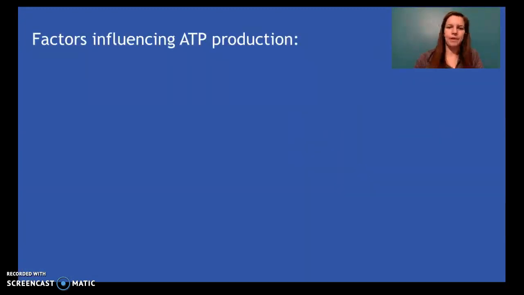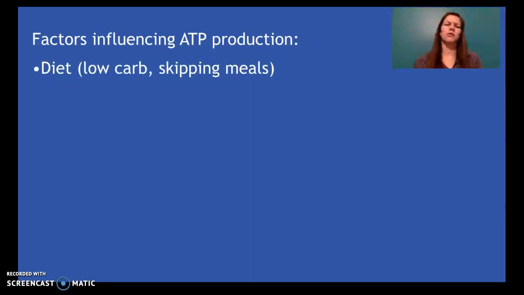And here are some factors that influence ATP production. We have diet: low carb diets or skipping meals. Low carb diets are going to have low pyruvate production, and also low oxaloacetate production, which is one of the required factors in the citric acid cycle. So you've got to have that to have energy. Those things can affect ATP, which will give you low energy. Skipping meals, you're not going to be able to refuel or replace energy that's been used just from day-to-day things, and especially if you're doing intense exercises on top of that.